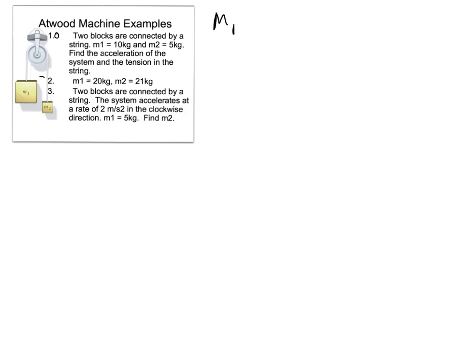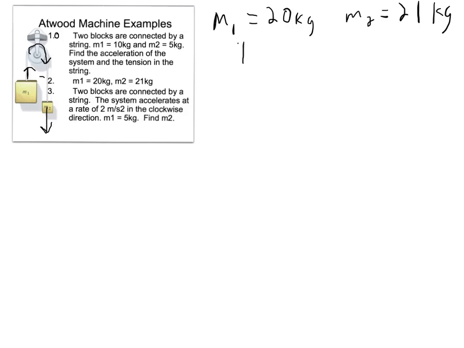So mass 1 is 20 kilograms. Mass 2 is 21 kilograms. Since mass 2 is bigger than mass 1, I know that the pulley is going to have mass 2 fall down and mass 1 go up. The heavier one is going to be the one that falls. So the pulley is going to turn clockwise and mass 2 will go down.